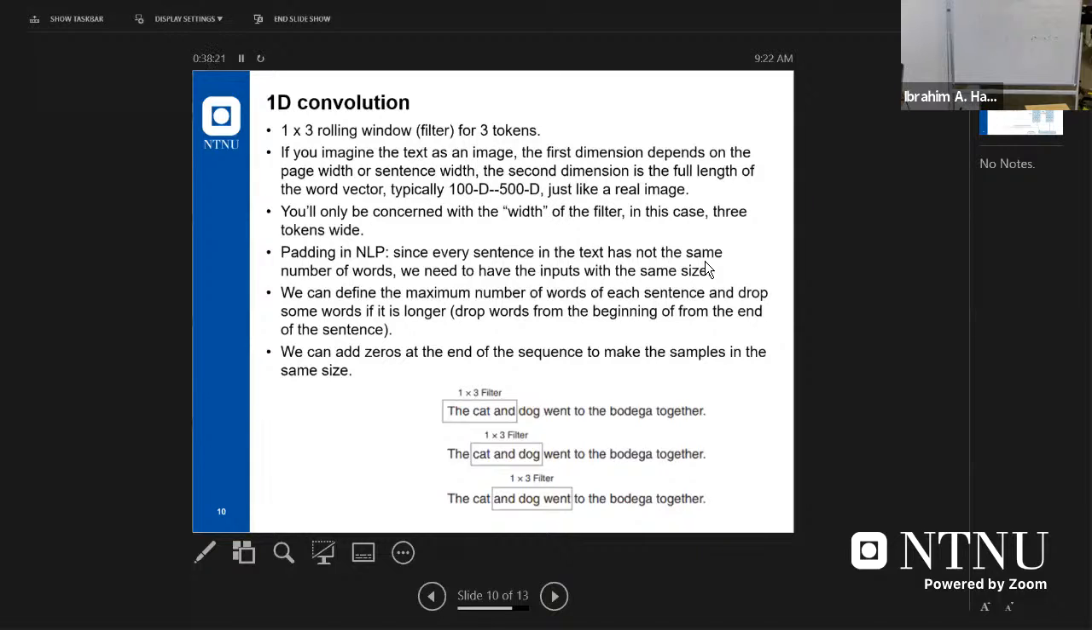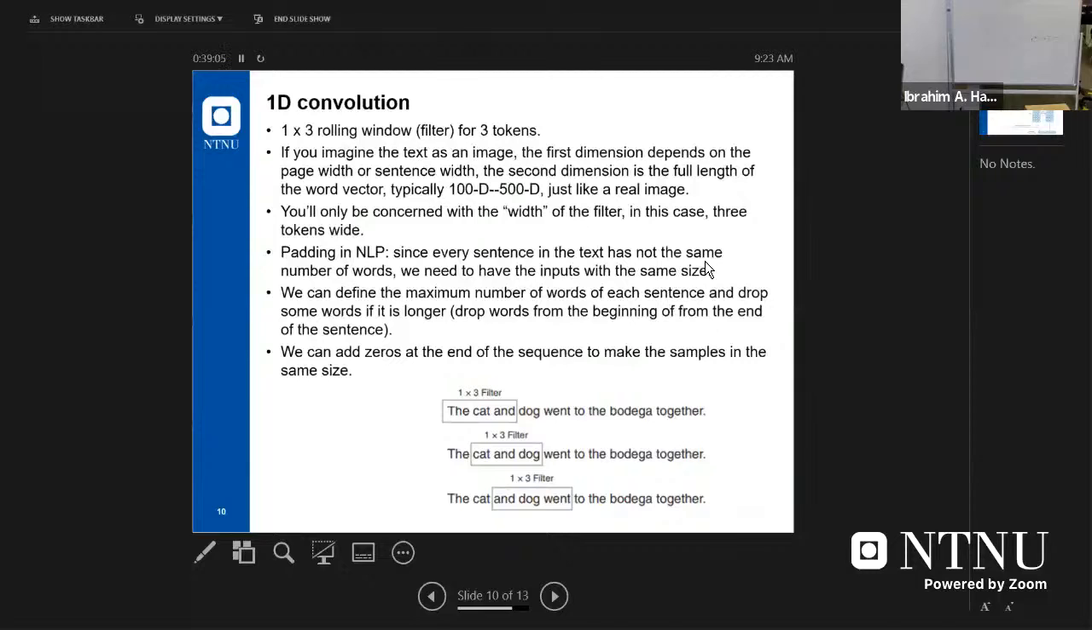Because if we have this sentence, and if we converted this sentence into one hot encoding or word vector, for example, it will be a square matrix. So this is a trick: how we will select what will be the filter size. We will call it also one dimensional, but in fact, in reality, it will not be one dimensional. We will see it. So if you imagine the text as an image, the first dimension depends on the page width or sentence width. So the first dimension, right? And the second dimension is the full length of the word vector. So this one, I mean the dimension of the word vector.